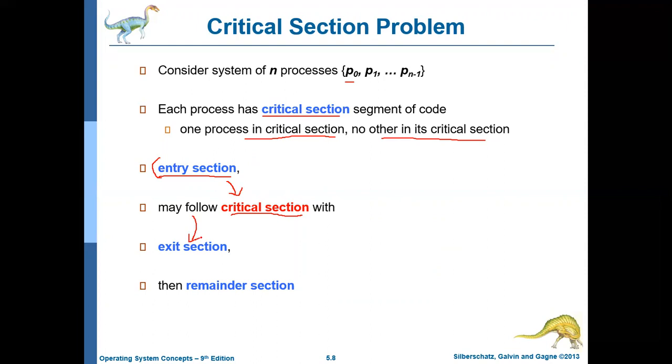In the exit section, it will ensure that this process has completed executing the critical section, and also make sure that some other process can now enter into the critical section. So that part of the code will be executed in the exit section. The code that follows the critical section is called the remainder section, that is, it is not critical section code. This is how a typical critical section code will look.